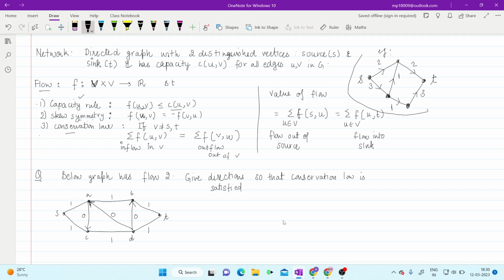And the third is the conservation law, that is, if we pick any vertex other than source and sink, the amount of flow coming into that vertex should be equal to the amount of flow going out of the vertex. So the flow has these three properties. Any function which assigns some real number to each edge and satisfies these three properties is a flow. Now, what is the value of flow?